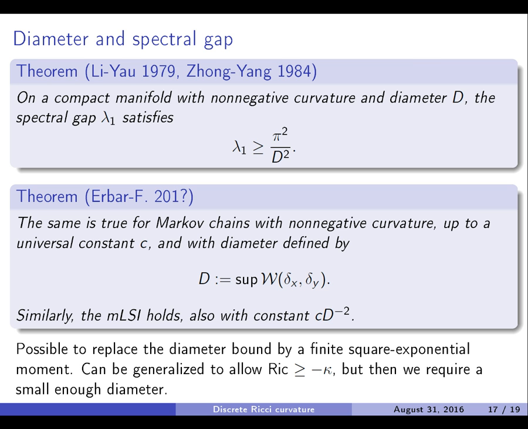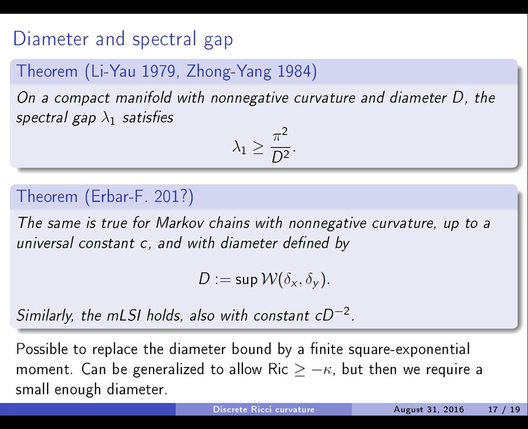So it's possible to slightly weaken the assumption by, instead of assuming the diameter to be bounded, we assume that there's a finite square exponential moment. So you take the distance curly W, you average the exponential of the squared distance with respect to some fixed point, and you average with respect to the invariant measure pi. If this quantity is finite, it's enough to ensure a lower bound on the spectral gap and on the log Sobolev constant. That only depends on this exponential moment.